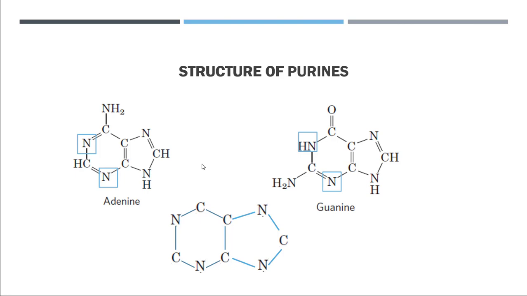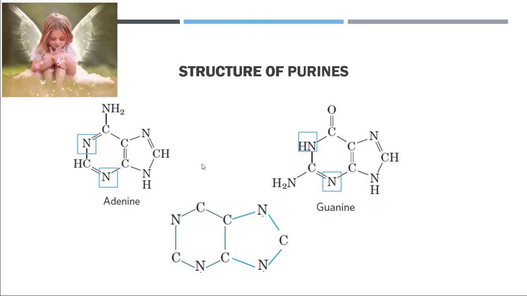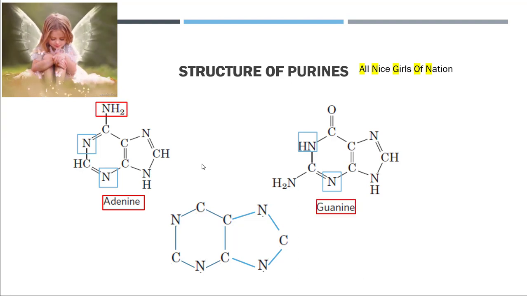Now for differences, again, I created a code for that. The word purines gives me a sense of purity, and purity is present in angels. So the code I generated to remember these two structures is "all nice goals of nation." Again, the highlighted alphabet is telling you what to do. A stands for adenine and N is the nitrogen atom on the top. G stands for guanine, O stands for oxygen on the top and nitrogen on the side.